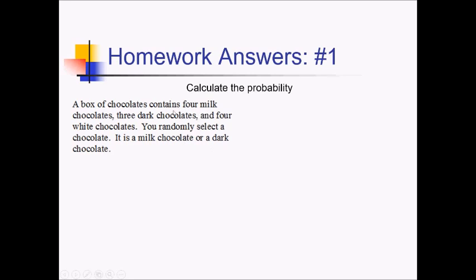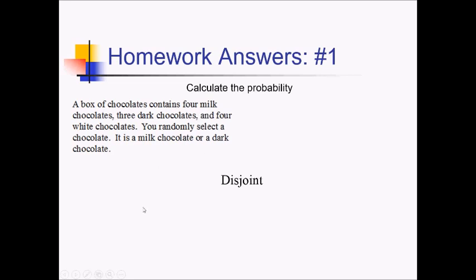Well, the way this problem is written, it looks like you're a milk chocolate, a dark chocolate, or a white chocolate. You can't be a combination of these at the same time. So this is going to be a disjoint situation. These are separate groups. We just have to add the probabilities.